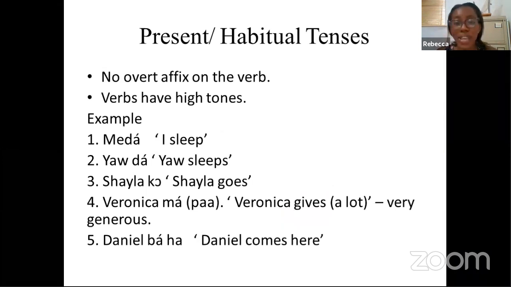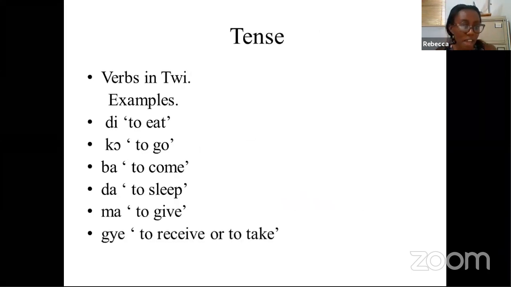The only difference is that you always have to note that in the present tense, the verbs have high tones. Now, someone asks, what do you mean by the verbs that have high tones? Now, Akan is a tonal language. So we mark tones. We have low tones and we have high tones. So if we take a verb, let's just choose one verb, we'll use da. We know that means to sleep, right? Da, to sleep. That's the infinitive.